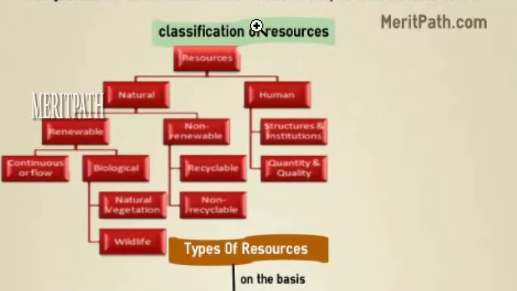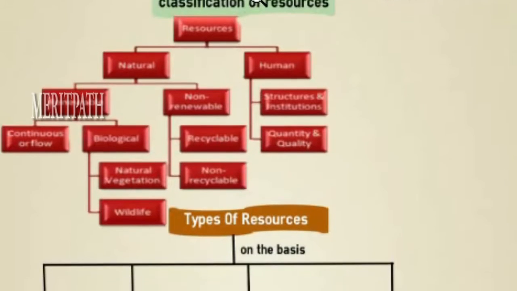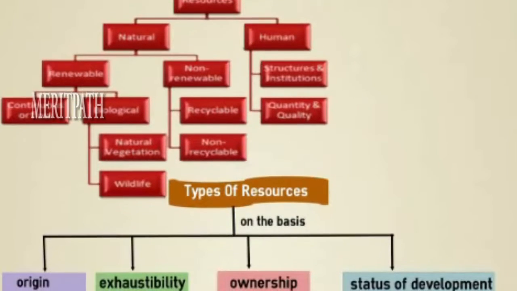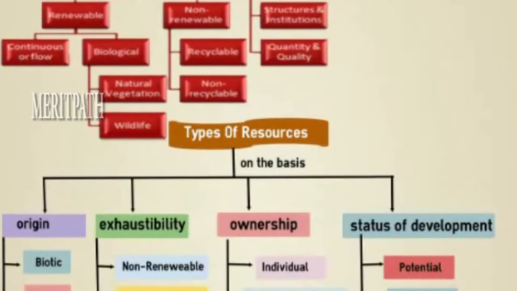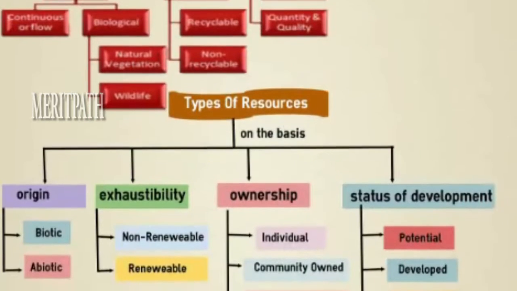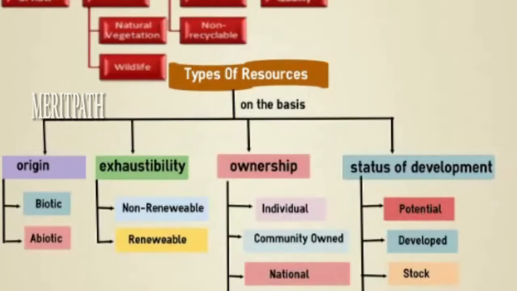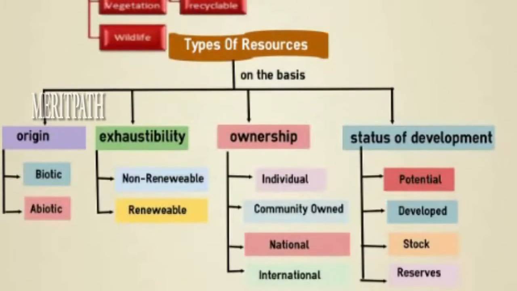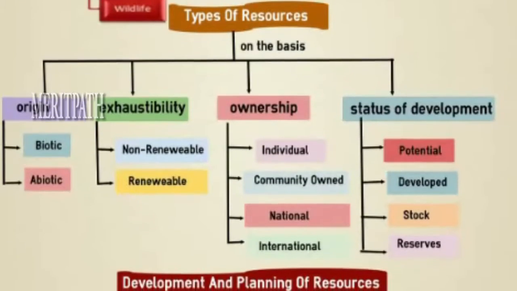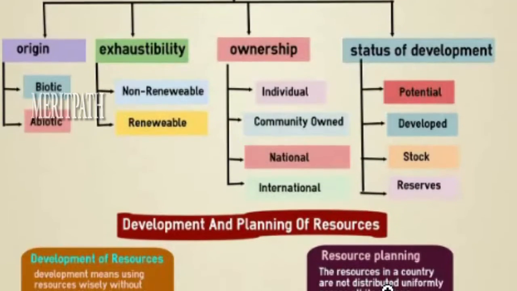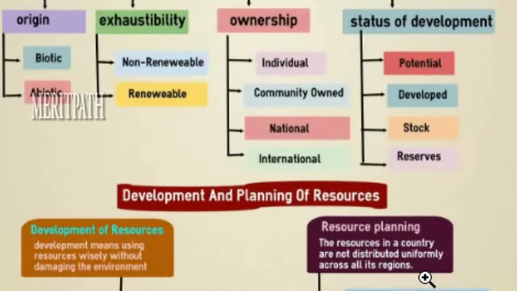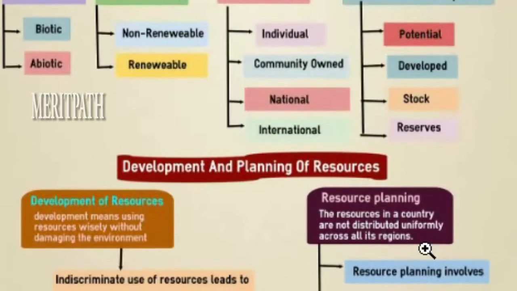Resources and development. What are resources? The things available in an environment that can be used to satisfy needs are called resources. The classification of resources, the types of resources, and development and planning of resources. Development of resources. Development means using resources wisely without damaging the environment. Resource planning. The resources in a country are not distributed uniformly across all its regions.